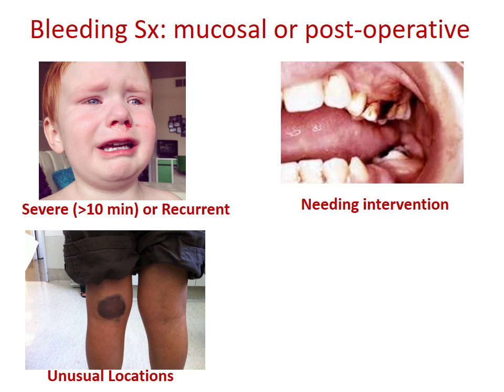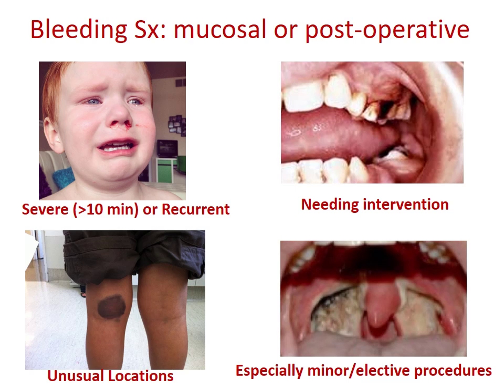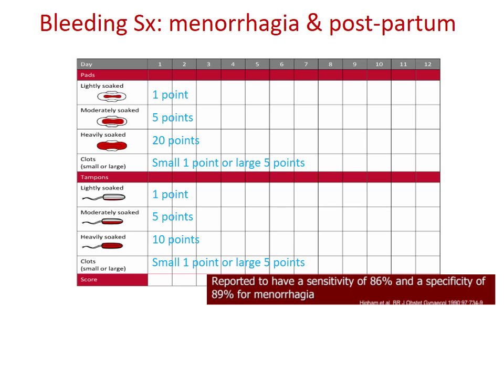You're going to look for gingival bleeding or bleeding with dental extractions, especially if they needed intervention. And you want to look for post-operative bleeding, specifically with regards to minor elective procedures. So your larger procedures that are often associated with inflammation, such as appendectomy, are associated with lots of stress. Von Willebrand's factor is an acute phase reactant, so in the setting of lots of stress, your levels increase and you're less likely to have bleeding. Other significant bleeding symptoms include that of menorrhagia and postpartum bleeding.